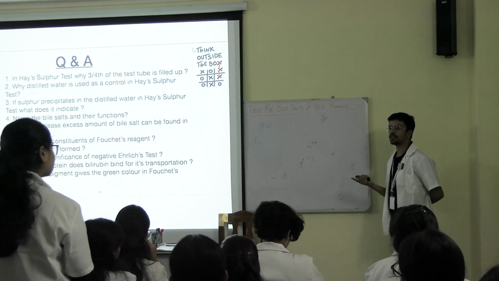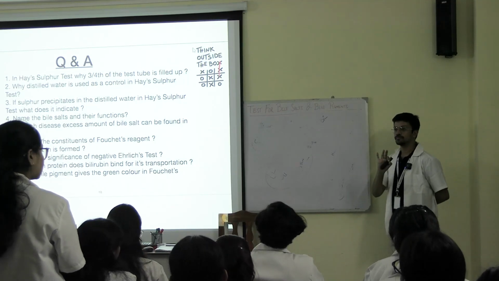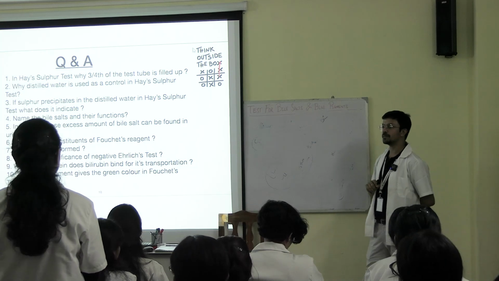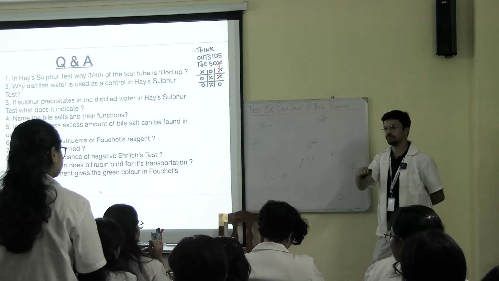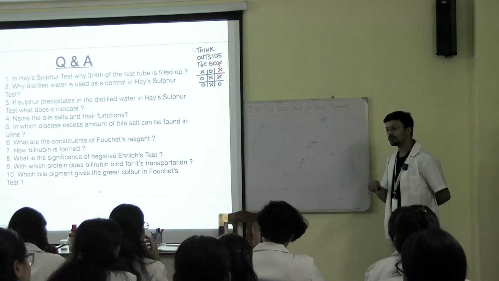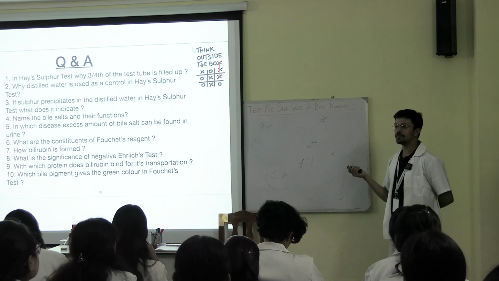How is urobilinogen coming into the gut? Yeah, with the gut bacteria, the direct bilirubin is getting converted into urobilinogen. Okay, so if the Ehrlich test is negative, means what?